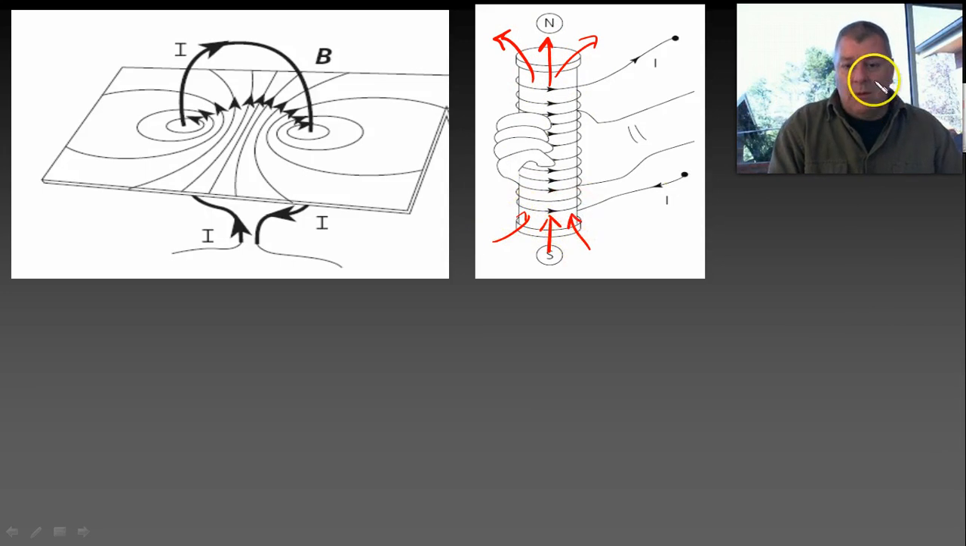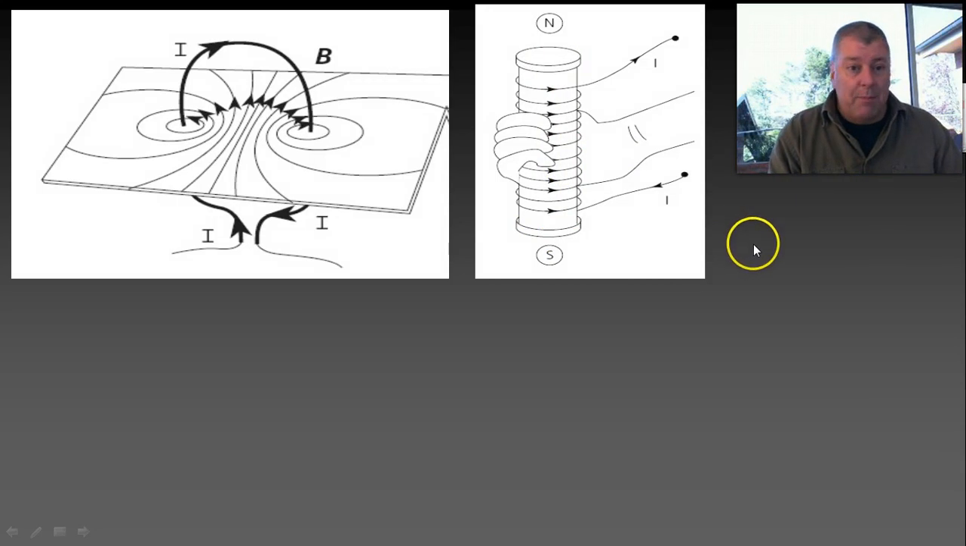And the important thing that we also need to recognize is that inside we've got a nice strong magnetic field going like that. This is inside, so we just need to recognize that. And we'll get some iron filings out and we'll have a look at this in the lab.